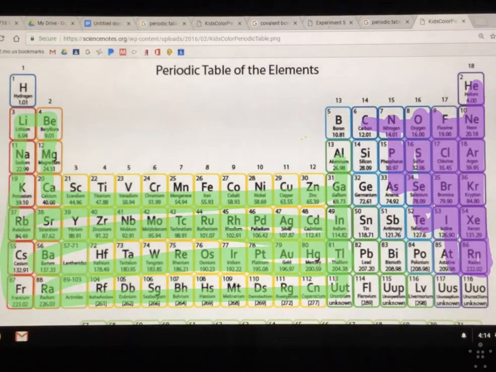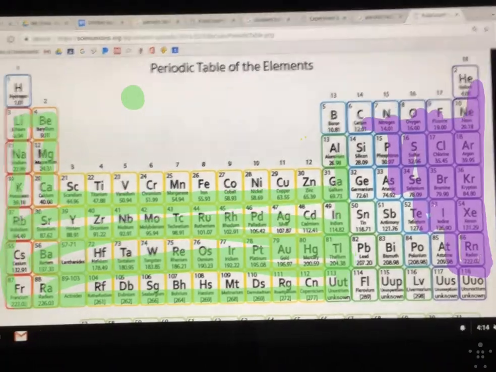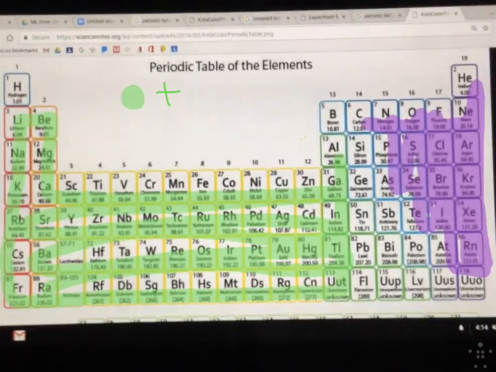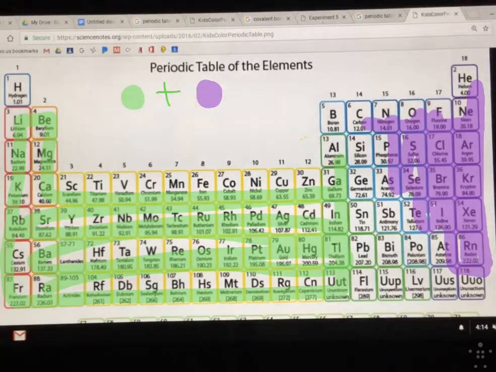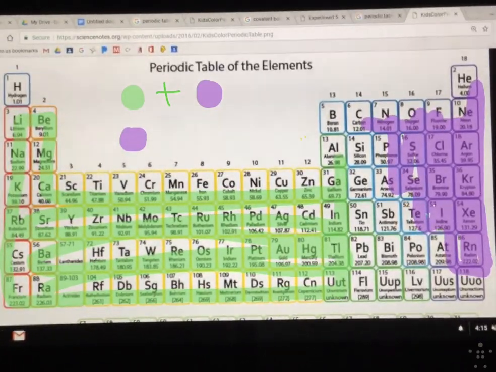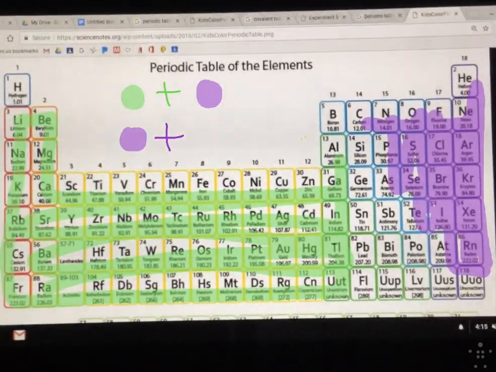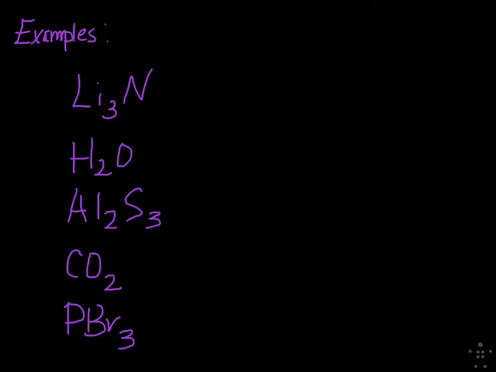So if you're going to have an ionic bond, you're going to have a green element bonded to a purple element. And if it's covalent, you're going to have a purple element bonded to a purple element. So in the future, it will be up to you to determine whether a compound is ionic or covalent, and then to name it using the naming rules that you've learned.